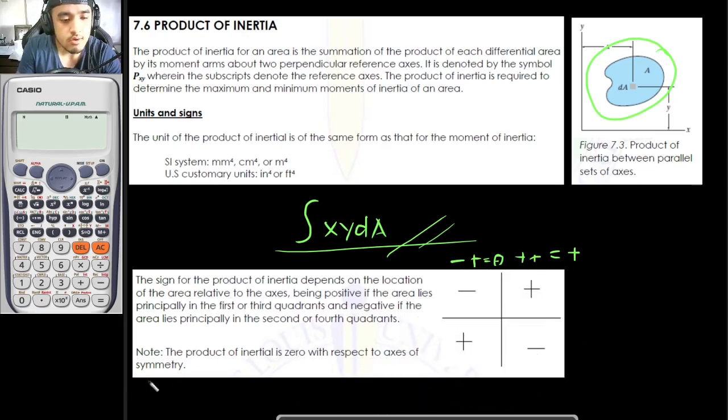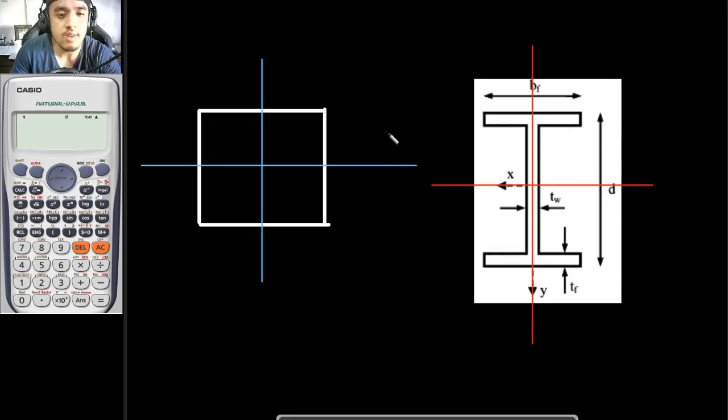But take note that it is said here that the product of inertia is 0 with respect to the axis of symmetry. So what is an axis of symmetry? For example, we have these symmetrical members right here, and your axis of symmetry is the axis that would divide your geometry into two symmetrical figures. So this one right here is your axis of symmetry, and this one right here is also your axis of symmetry, if those axes divide your figure into two symmetrical figures.